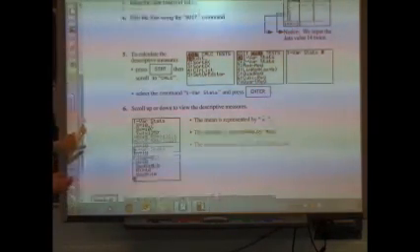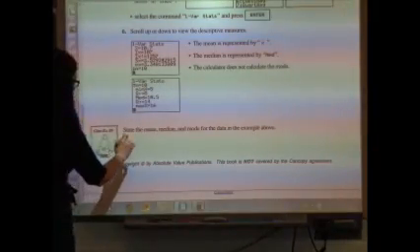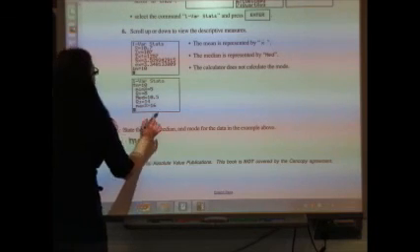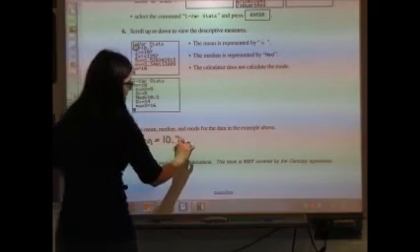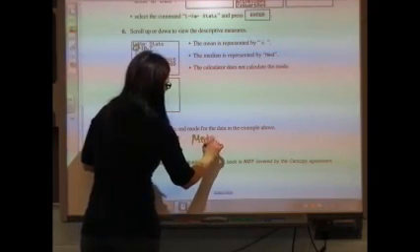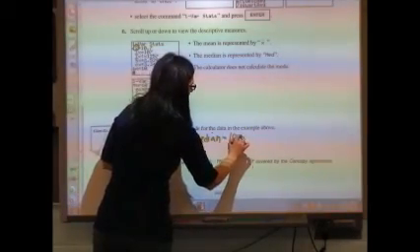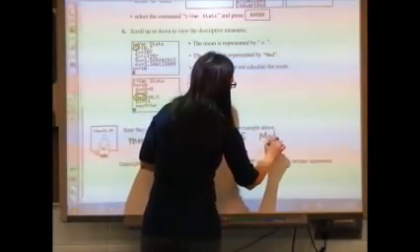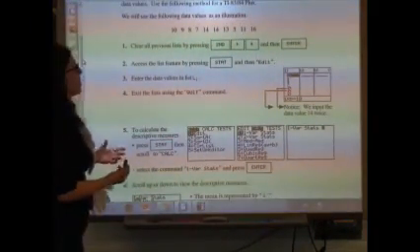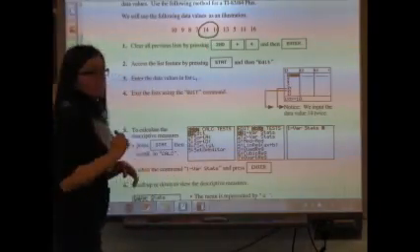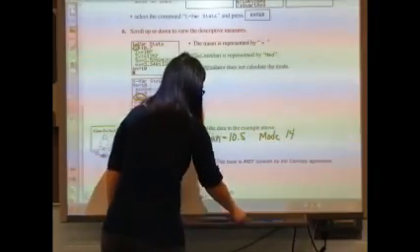So if we scroll to the bottom of the page, state the mean, median, and mode for the data in the above. The mean was this value right here, 10.7. The median was the MED, which was 10.5. And the mode, I have to go back to the data set and figure out which one appeared more than once. That was 14. So there's my mean, median, and mode.